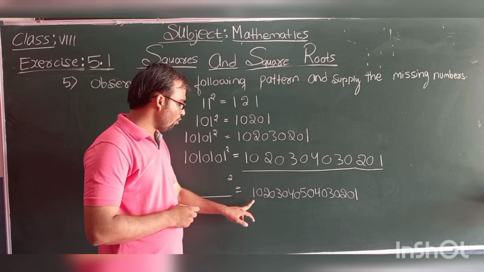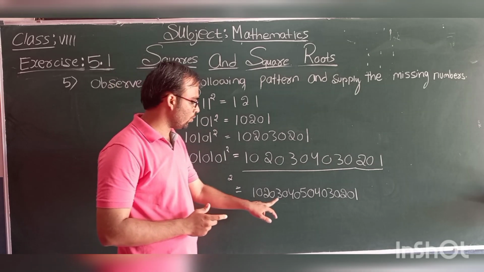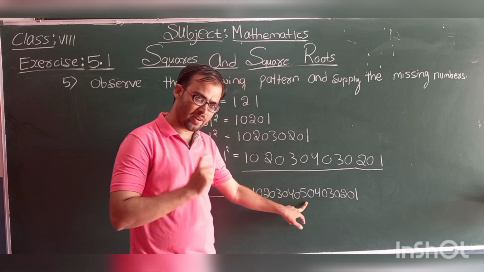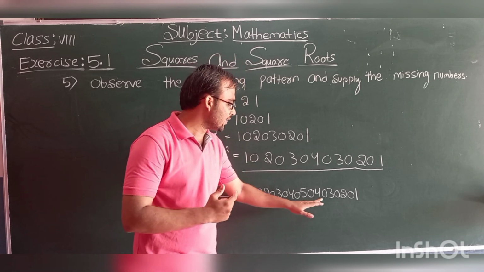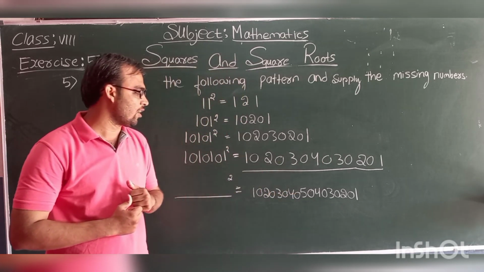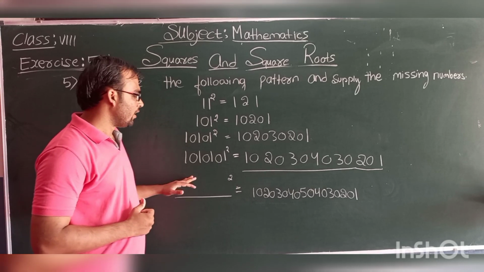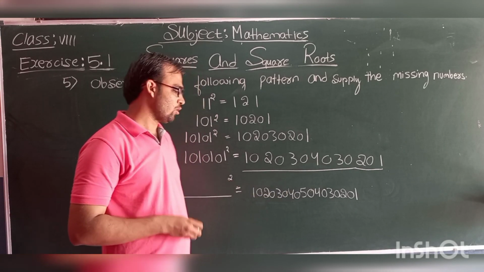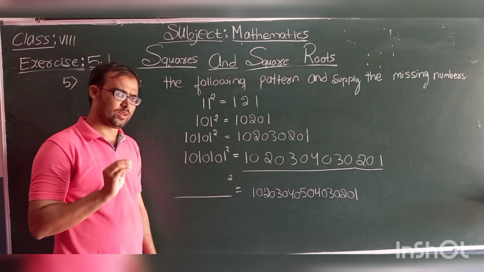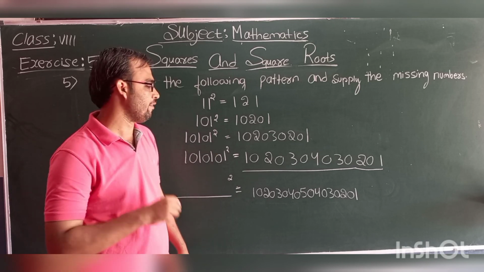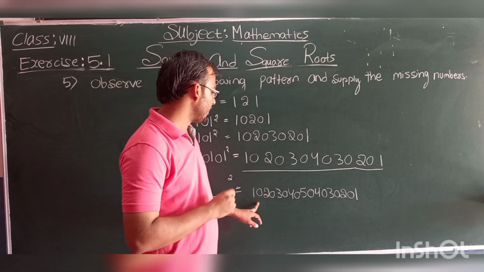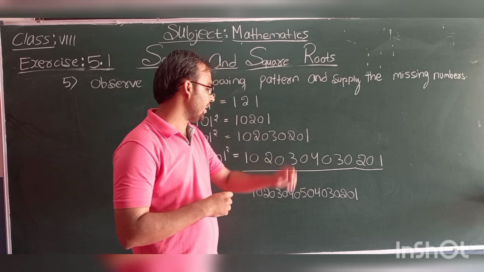And look at here, how many natural numbers are here? 1 2 3 4 5. Here there are 5 natural numbers, and after that the numbers are written in decreasing order. So as there are 5 numbers, we need to write 5 ones. And look at here, there is a 0 after each and every digit.